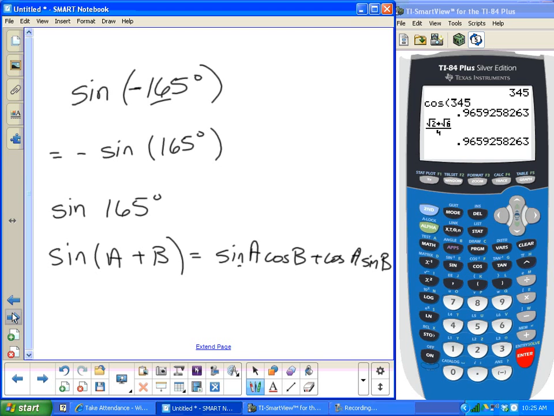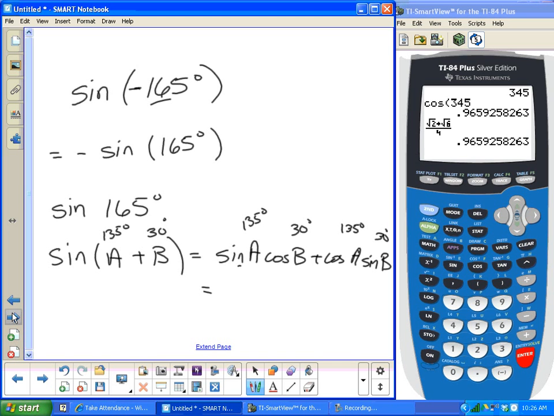Now, what are two angles I can add together to get 165? All right, 135 and 30. Yeah, that's what I was thinking about. 145, or yeah, 120 and 45. So it really doesn't matter as long as they add up to 165. Now let's put them in over here. So we've got 135 and 30.